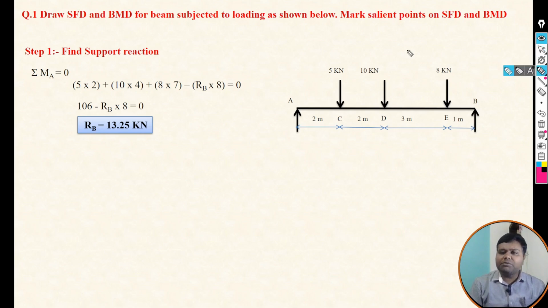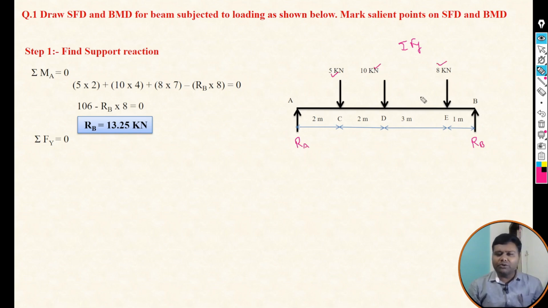Now apply another equilibrium condition, that is summation Fy equals to 0, means sum of all vertical forces. If you see, there are a few vertical forces: RA support reaction is a vertical force, RB support reaction is also a vertical force, and 5 kilonewton, 10 kilonewton, and 8 kilonewton are vertical forces. But before that we need to decide the sign convention, and generally for support reaction we are considering upward force positive and downward force negative. Okay, these sign conventions we are considering.